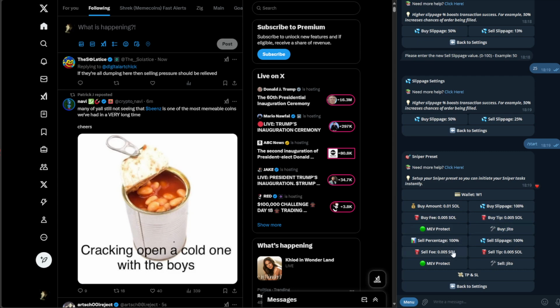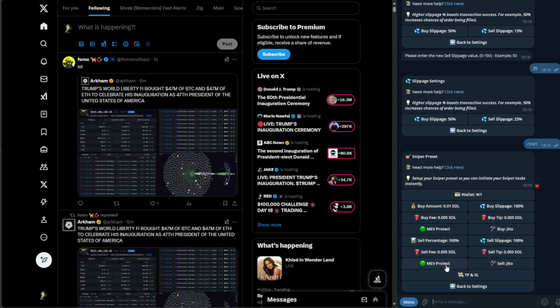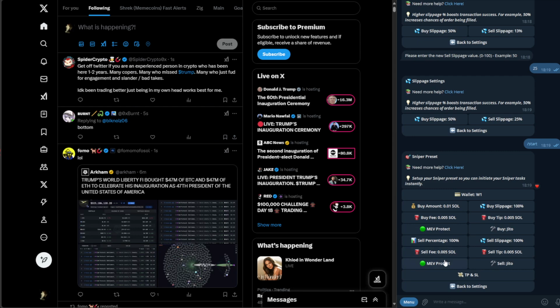You can obviously increase them. If you're gonna buy something that you think is graduating and you think is gonna have a ton of hype behind it, then obviously increase your sell fee. I've seen people put out 1 SOL before, tip 1 SOL, stuff like that. So yeah, you could probably increase that as well. I wouldn't say most people need to put out 1 SOL. You could probably put out like 0.05 SOL.